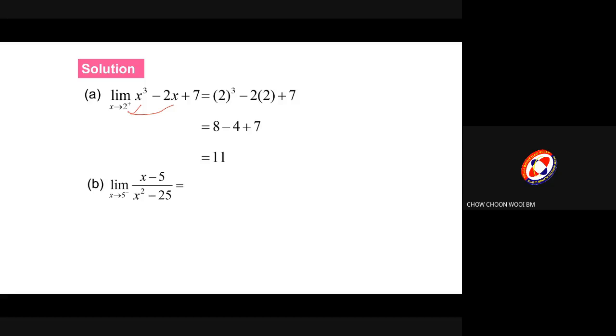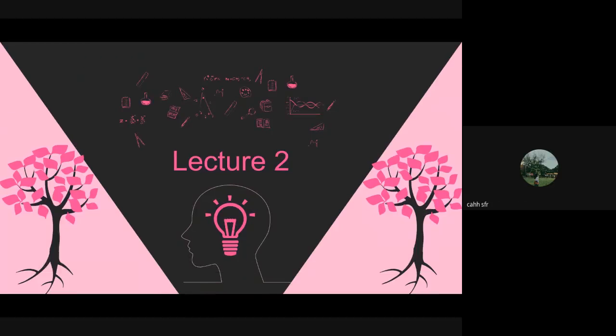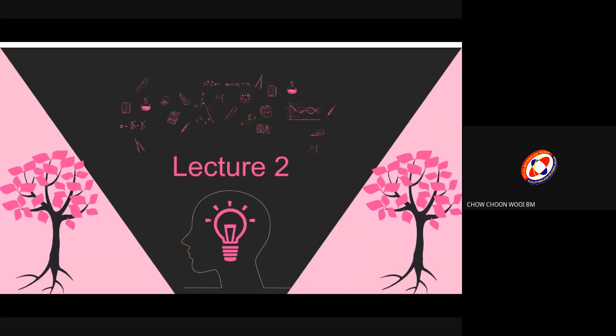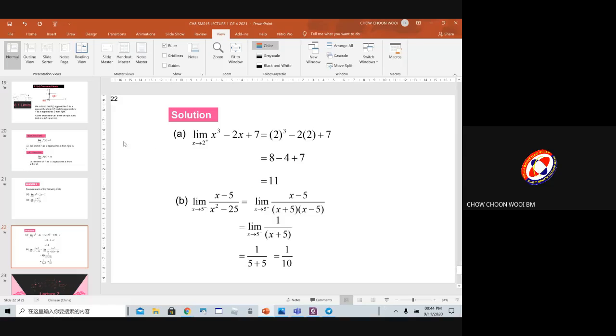Okay, substitute 5 and we get 0/0, right? If it is 0/0, we can factorize. We can either factorize or multiply by the conjugate. But for this one, let us factorize. So, what is your answer? 1/10. Yes, correct, exactly. Okay, easy. 1/10, yes, it is correct. So lecture 1 is easy.